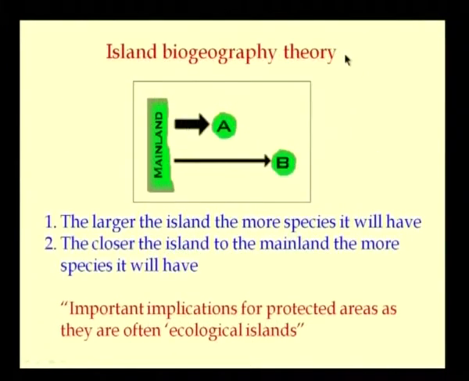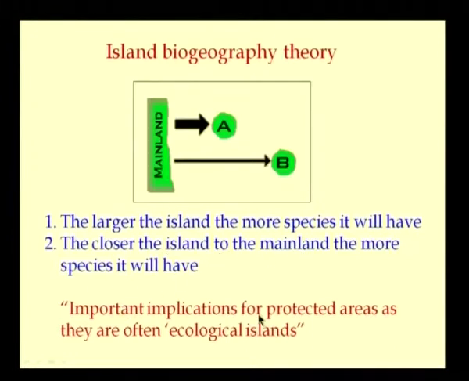Now, we go to the island biogeography theory, where we look at what happens between the mainland and the islands. In this picture you find a piece of mainland, and then you have island A, island B. These two are situated at different distances from the mainland. The theory suggests that the larger the island, the more species it will have. And the second point is, the closer the island to the mainland, the more species it will have.